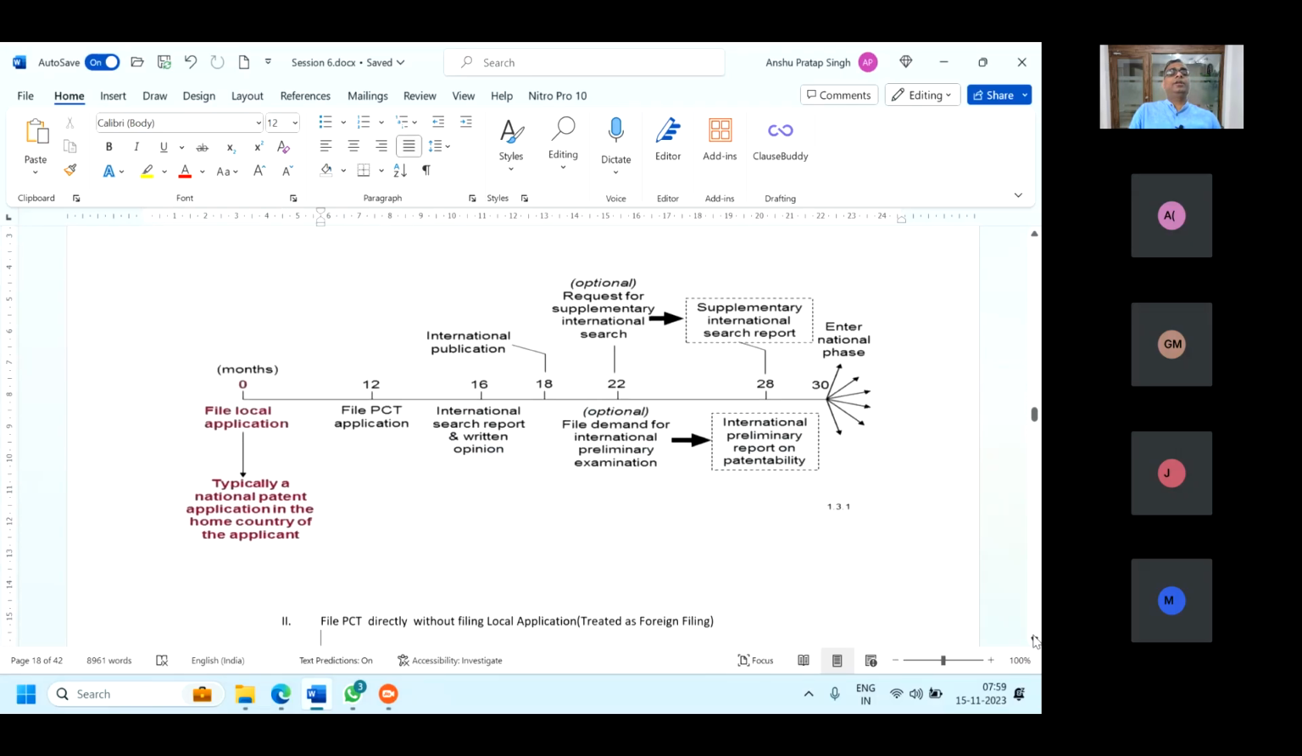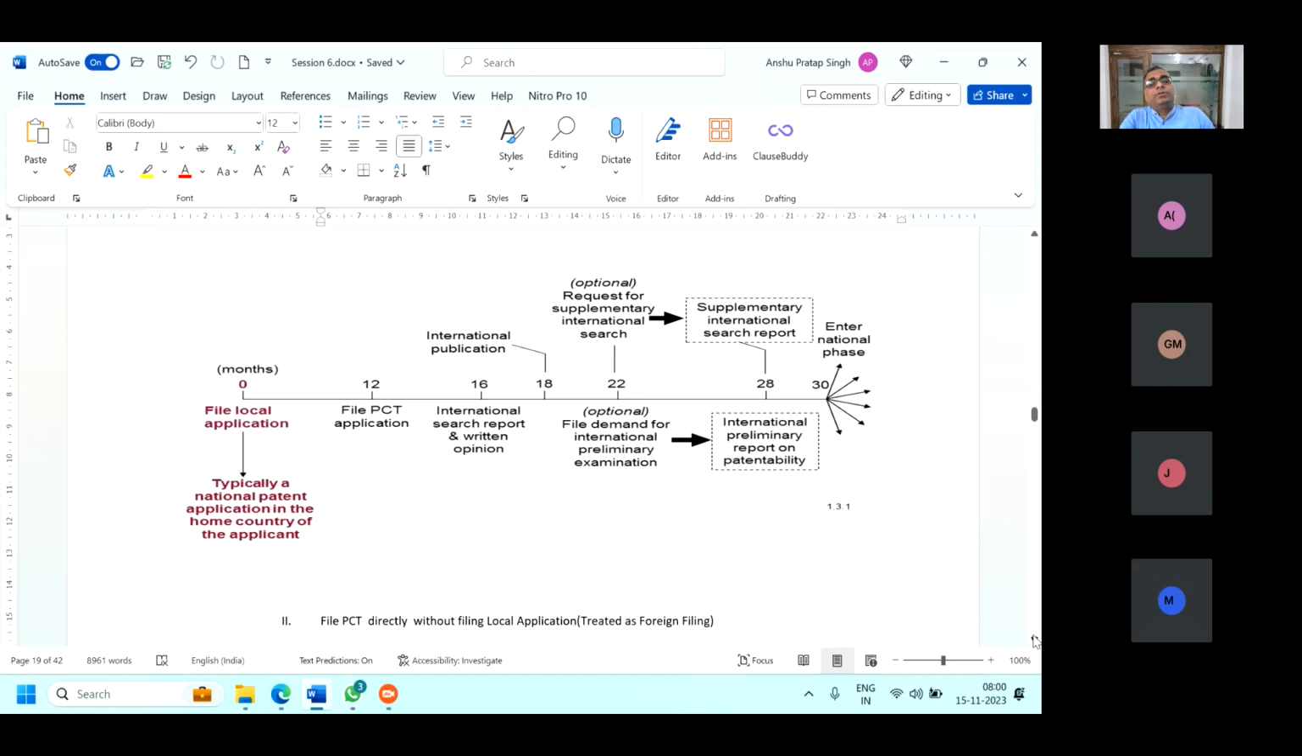Now comes international application. This is when there exists a local application. You file a local application, which is typically a national patent application in the home country of an applicant. This is the 0 month, the starting point. Within this, you have 12 months to file a PCT application. Remember, convention applications also have 12 months.